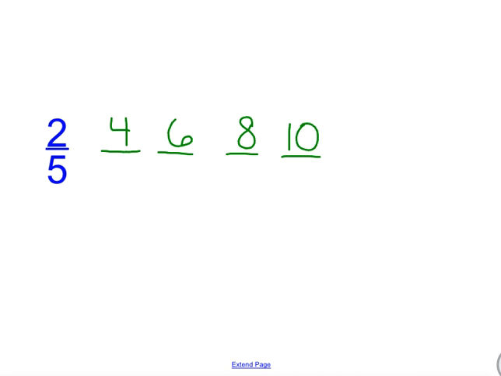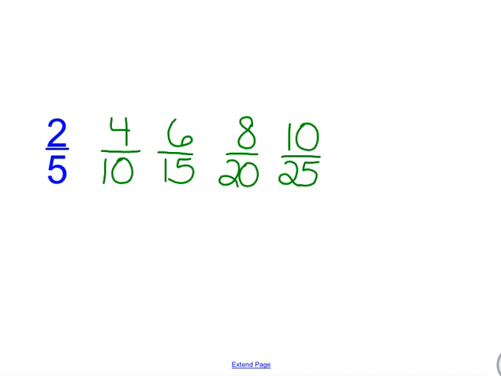So now I look at the denominator and I'm going to be doing the multiples of 5, or skip counting by 5, which is the 5 times tables, right? So if I already have 5, I know this is 10, 15, 20, 25.